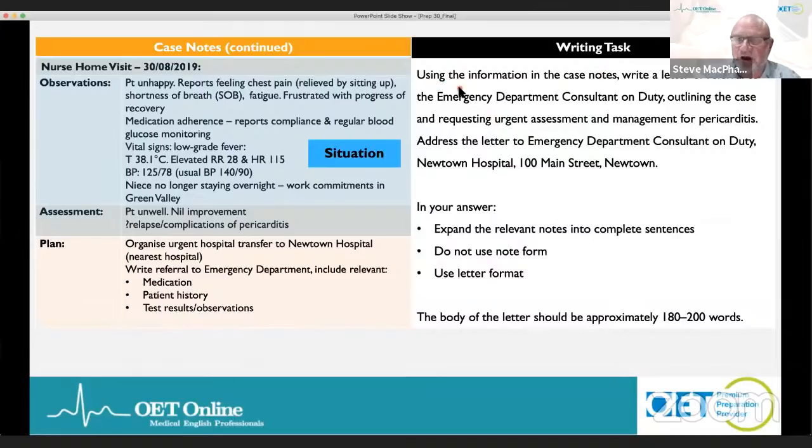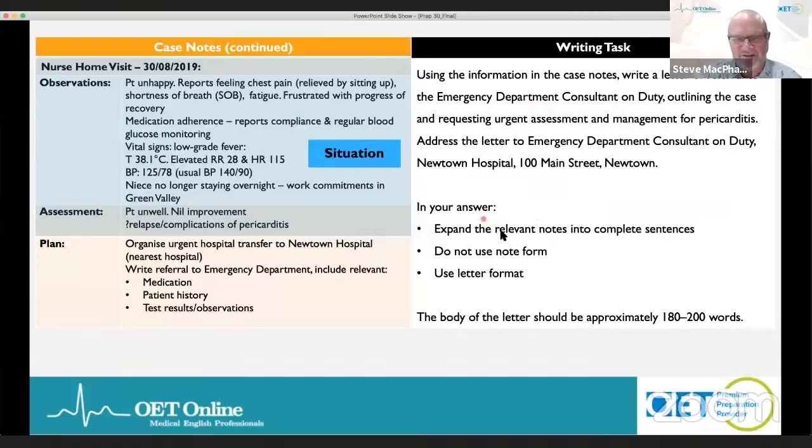We'll see this as we go along, everyone. Using the information in the case notes, write a letter of referral to the ED department consultant on duty, outlining the case and requesting urgent assessment and management of pericarditis. That's what we need to do. And we've got a little section there who we need to address it to.